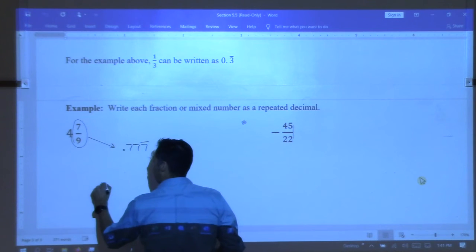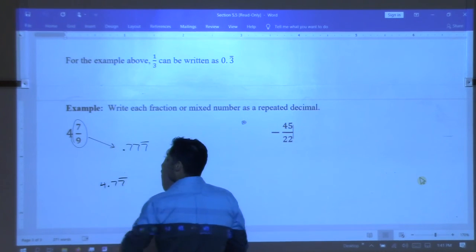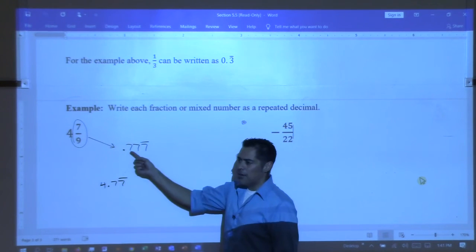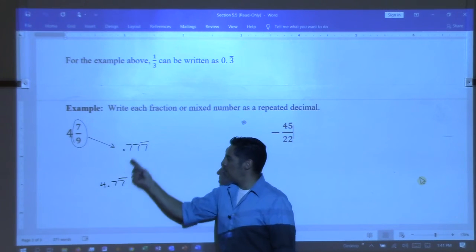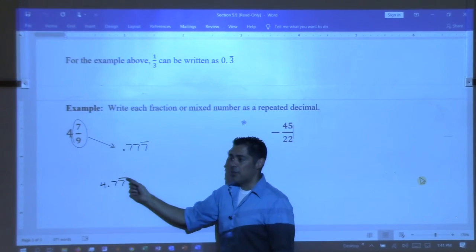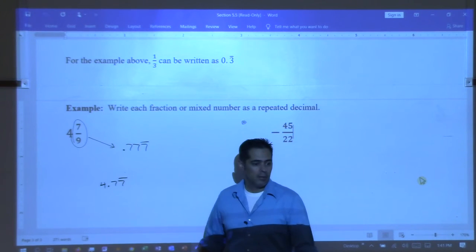So this should be 4.77 repeat. See how I put 77 with the bar here, but here I put 777 with the bar, and here I put 77 with the bar. See, they're the same answer. Okay?